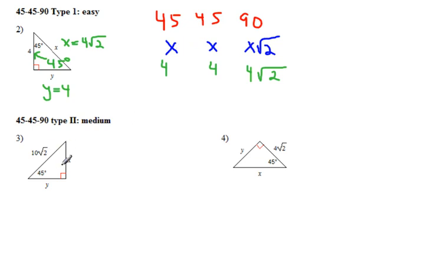A little bit different, this time across from the 90. So we have 45, 45, 90. x, x, and x root 2. Where does that 10 root 2 go? It goes across from the 90 degrees. So we get 10 root 2.